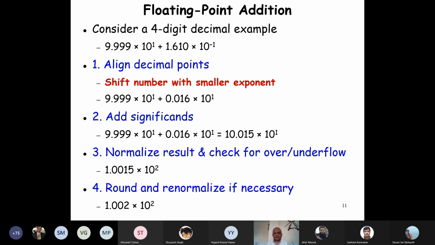Please explore. I leave it unanswered here at the moment. Just said that Divyans is on the right track. And we shift the number with the smaller exponent and then add the two significands.